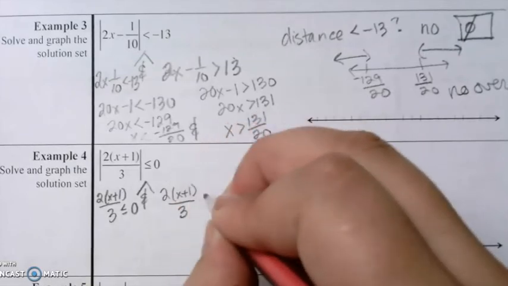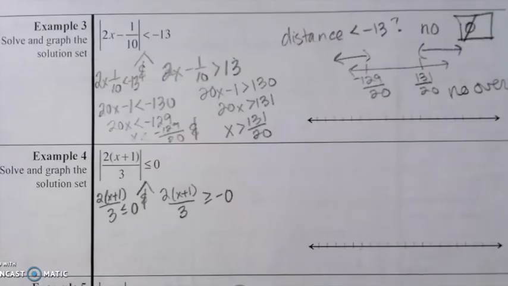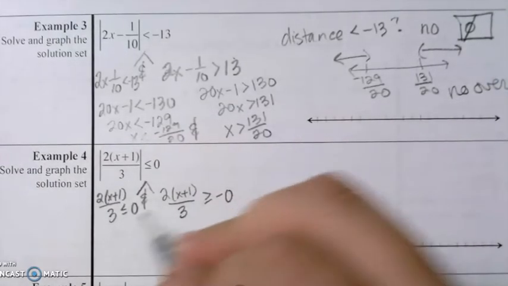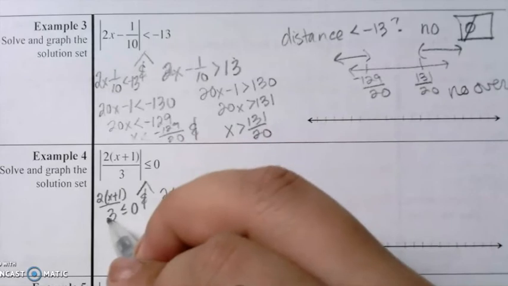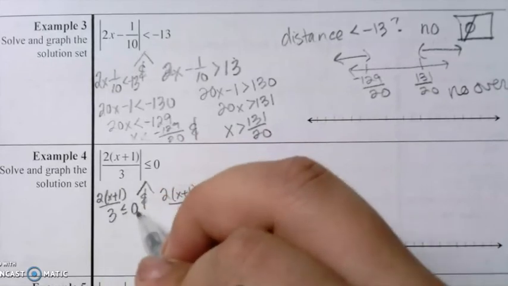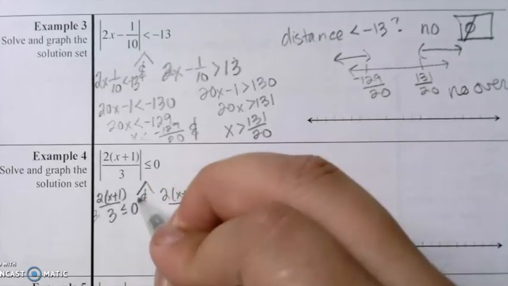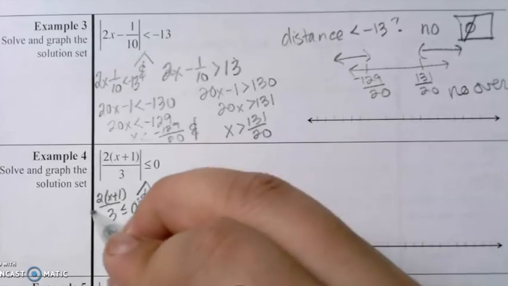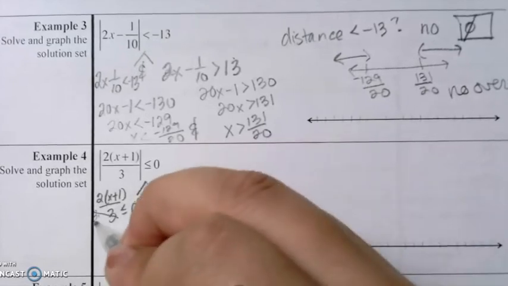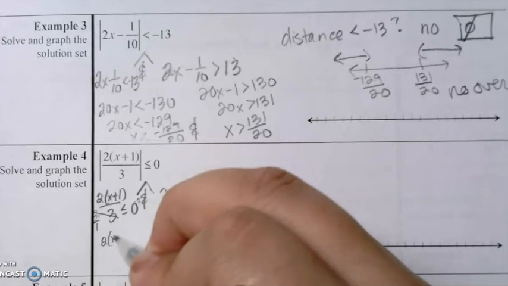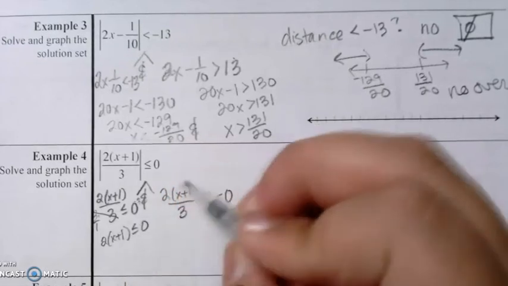The 0 is becoming negative, so I switch my sign. Greater than or equal to negative 0. Remember, that's my two cases because it's an absolute value. Looking at my first inequality, I multiply by 3 on both sides. 3 over 3 cancels out. So I have 2 times x plus 1 less than or equal to 0.